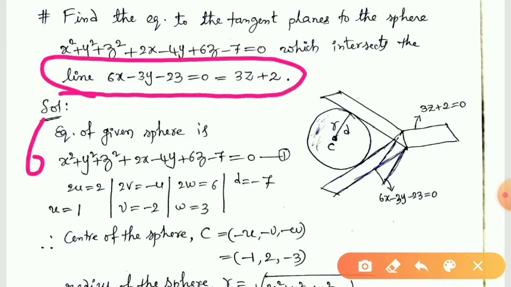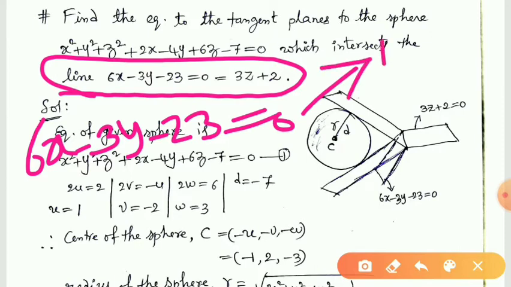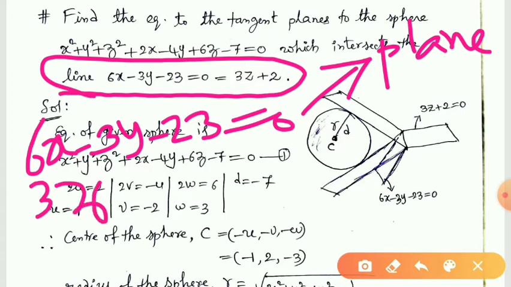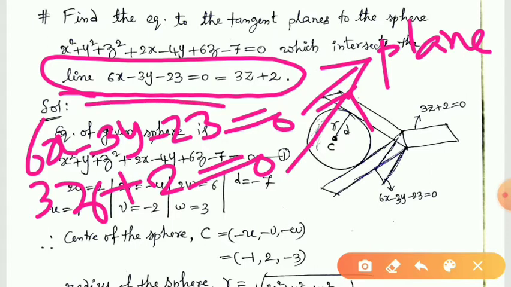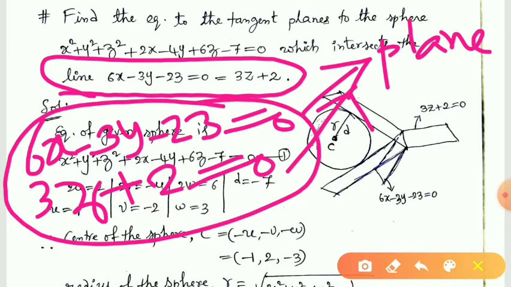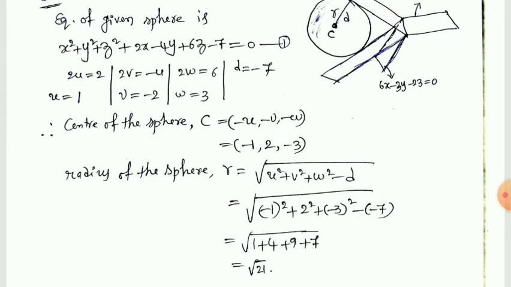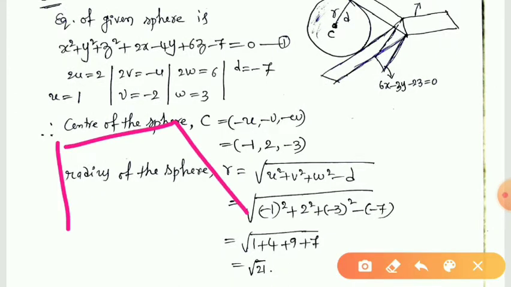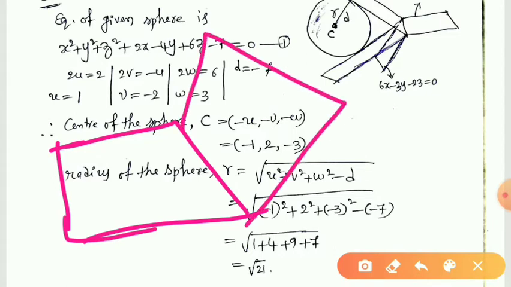How can it be a line? Actually, 6x - 3y - 23 = 0 is the equation of a plane. And also 3z + 2 = 0 is the equation of another plane. How do these equations together give a line? Take this plane like this and take another plane like this. So this is one plane, this is another. These two planes intersect in a line.